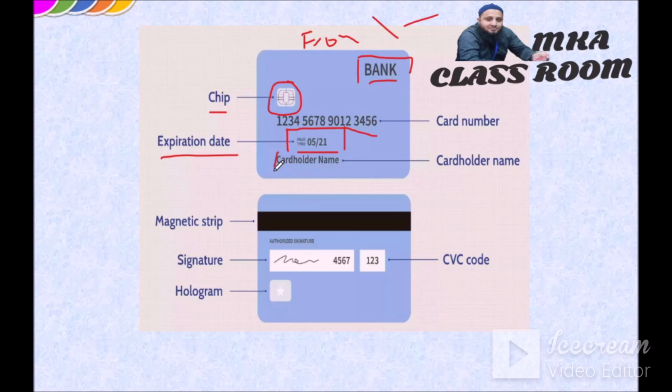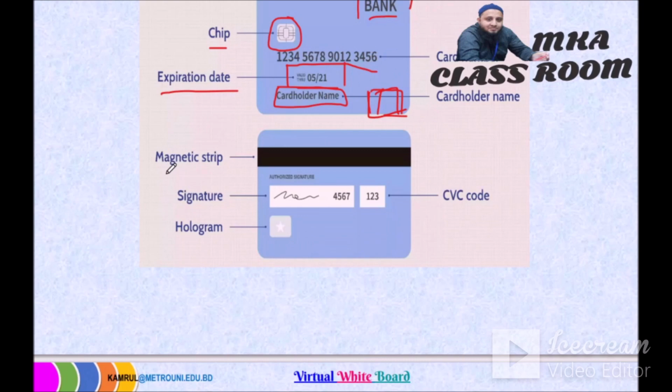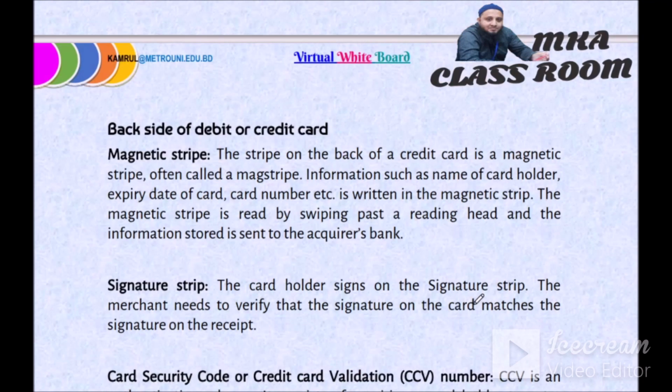Here is the card brand logo. Here is the magnetic strip. That is the back side. There is the magnetic strip, signature, hologram, CVC code. Here is the CVC code and authorized signature. And here is the magnetic strip. That is the back side of our card. So in this way you can see the contents of the back side of a debit card or credit card. Now we will discuss one after another.